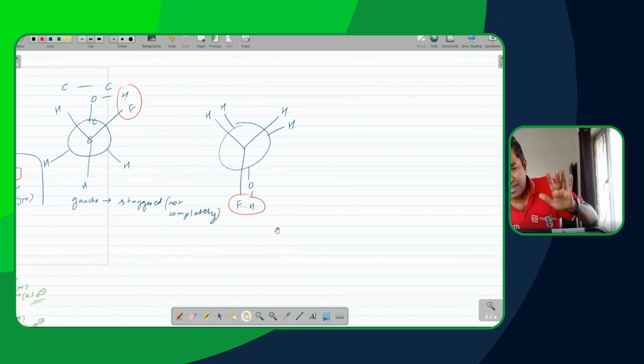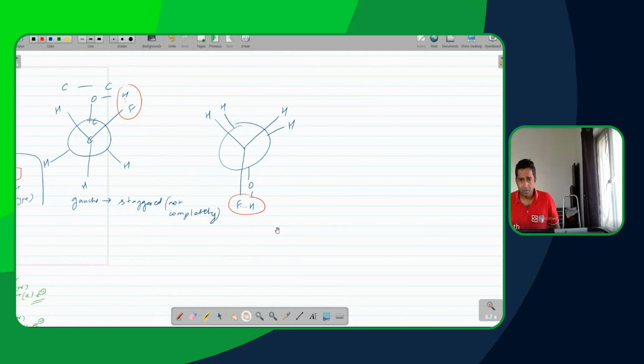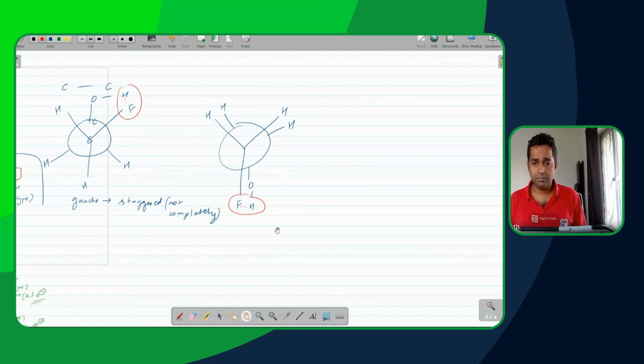Did I finish my discussion here? Stop. What was the other point I talked about there? ClF3. What was the lesson in ClF3? You messed up in ClF3 in your exam. What was the mistake you made?